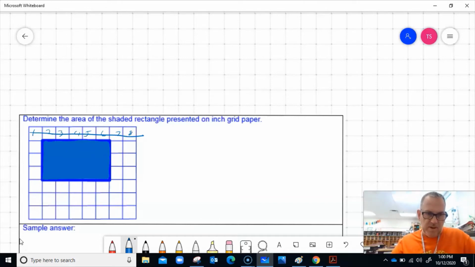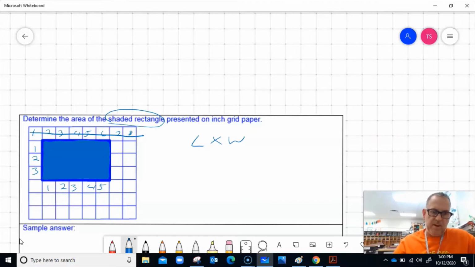It says determine the area of the shaded rectangle represented on the inch grid paper. So for area, the easiest way to do area is to use multiplication, and we're going to multiply length times width. Length times width. And on this one right here, the length of this one is 1, 2, 3, or the rows, there's 3 rows right there. And in each row there's 1, 2, 3, 4, 5.